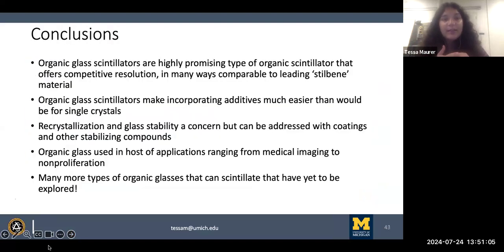Okay, in conclusion, we saw that organic glass scintillators are really promising because they offer competitive resolution and in a lot of ways are comparable to the leading still beam material that is also no longer in production. So we definitely need something to replace that. They make incorporating additives much easier. And although recrystallization and glass stability is a concern, it can be addressed with things like coatings and adding molecular stabilizers like PB3, for example. And we could use OGS in a myriad of applications, as I just talked about.